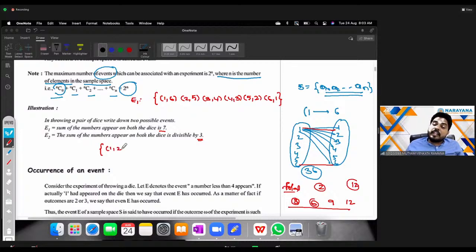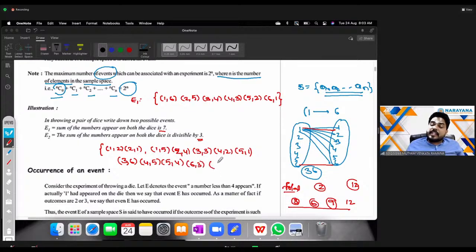3: 1 comma 2, 2 comma 1. Next one 6: 1 comma 5, 2 comma 4, 3 comma 3, 4 comma 2, 5 comma 1. Next one 9: 3 comma 6, 4 comma 5, 5 comma 4, 6 comma 3. Next one 12: 6 comma 6. So 1, 2, 3, 4, 5, 6, 7, 8, 9, 10, 11, 12. So n of E2 is equal to, how many we got? 12, right?